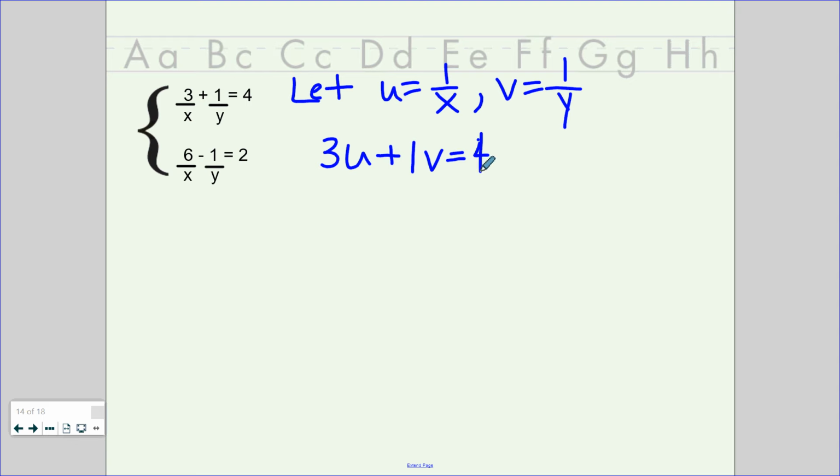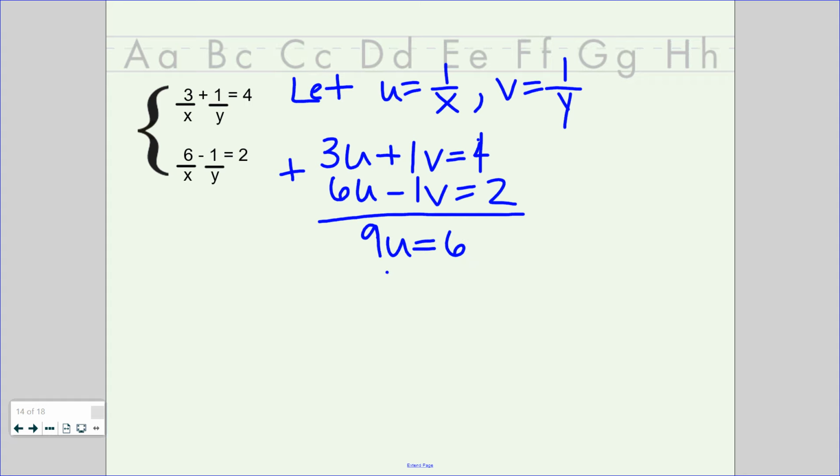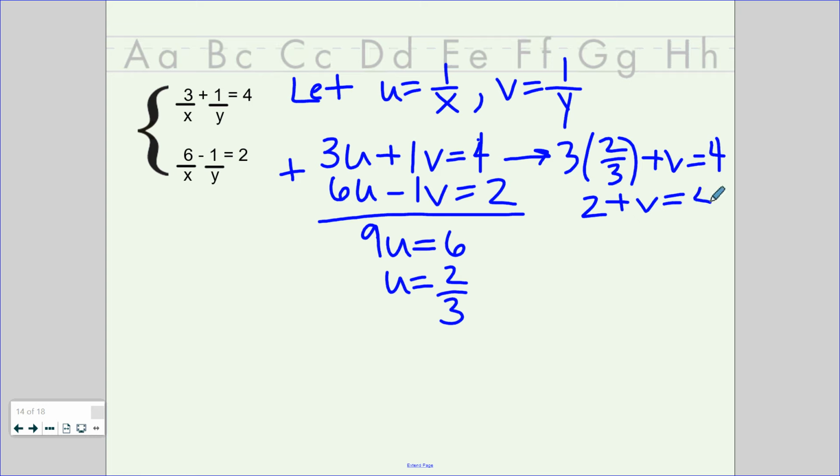So when you substitute in u and v, your problem should have looked like this. And this one was a little bit easier. You can see my v's are already opposite. If I add them together, 9u equals 6, and hopefully you left this as an exact fraction, no decimals, 2/3. Plug that back into the top. 3 times 2/3 plus 1v, so plus v, equals 4. 2 plus v equals 4, so v equals 2.